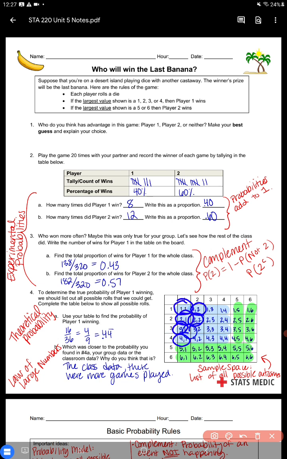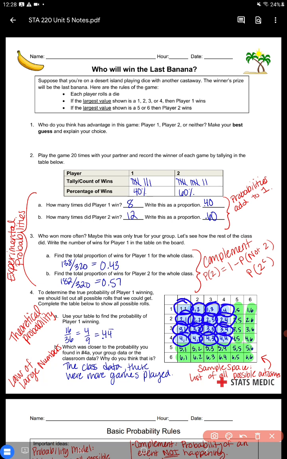Here, here, here, here, here, and what you'll notice is that out of 36 total options, only 16 of them result in a win for player 1. So my probability of player 1 winning is 16 out of 36, which written as a decimal is 0.44 or 44%.